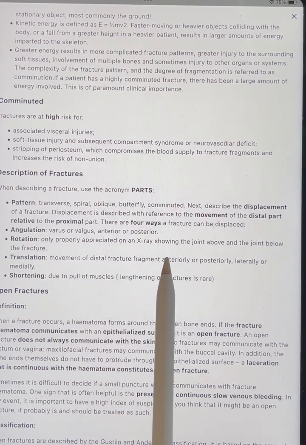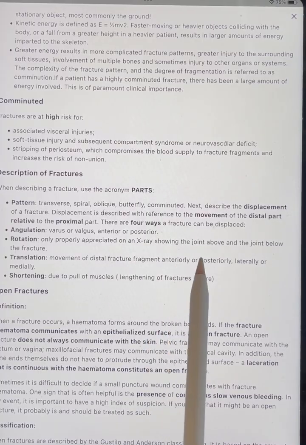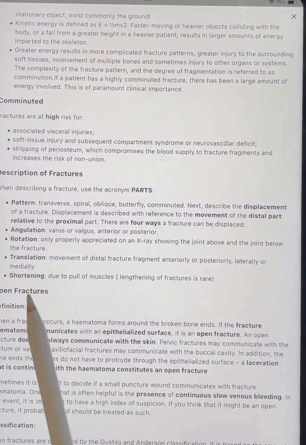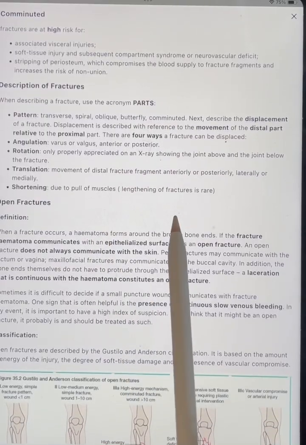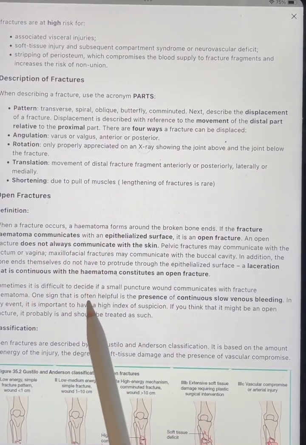Rotation is usually appreciated on the X-ray, showing the joint above and the joint below. Rotational injury. Translation: movement of the distal fragment anteriorly, posteriorly, laterally. Shortening: the pull of the muscle causes shortening of the leg or the arm.